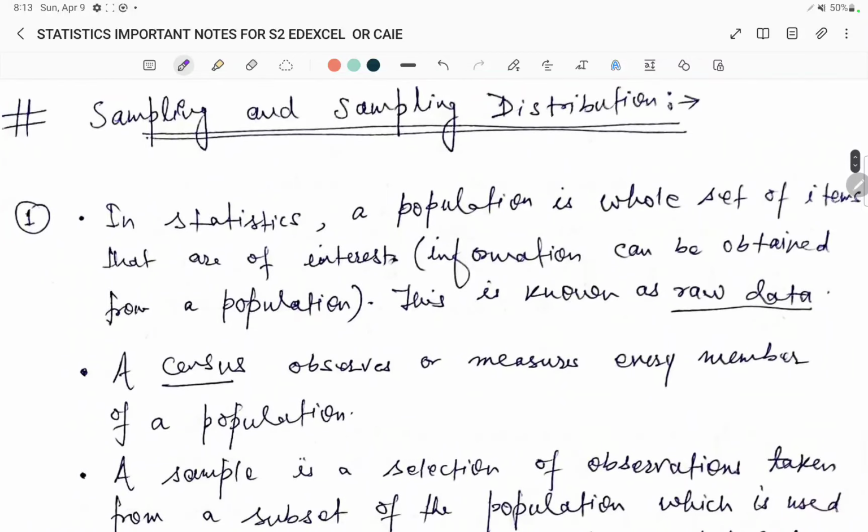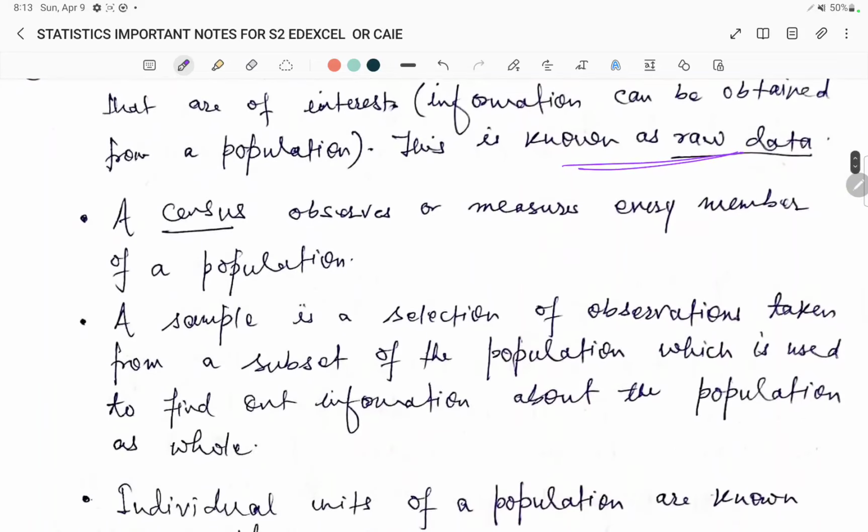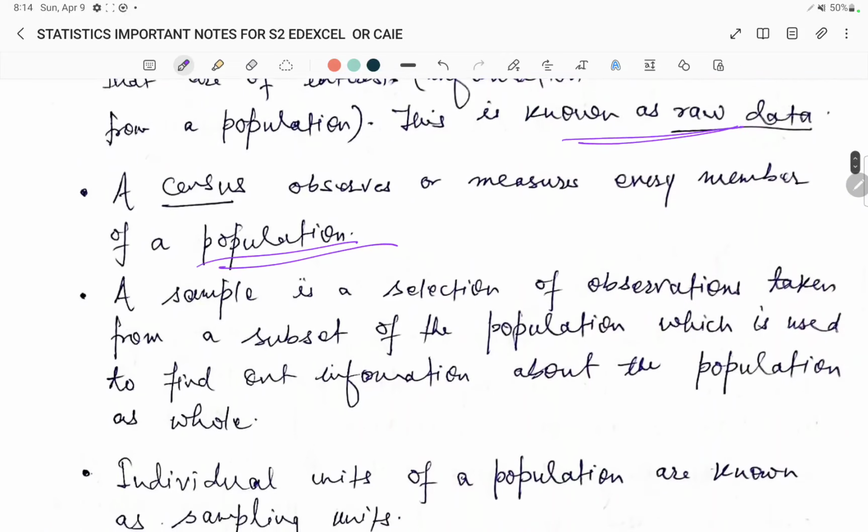Okay, sampling and sampling distribution. In statistics, the population is a whole set of items that are of interest. Information can be obtained from the population. This is known as raw data. But a census observes or measures every member of the population. Census is observing every member, but a sample is different from the census. For a sample, we are just selecting some people or some elements, some data.